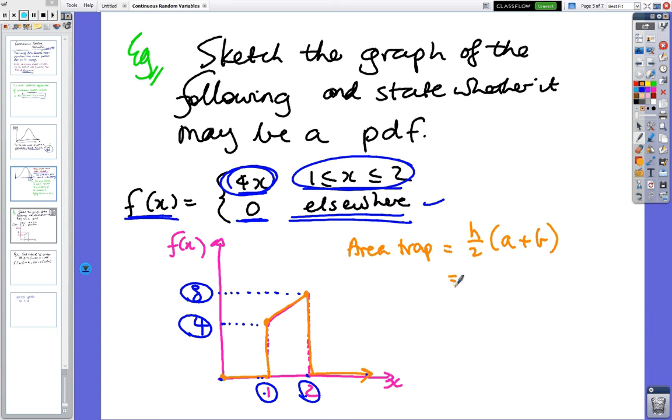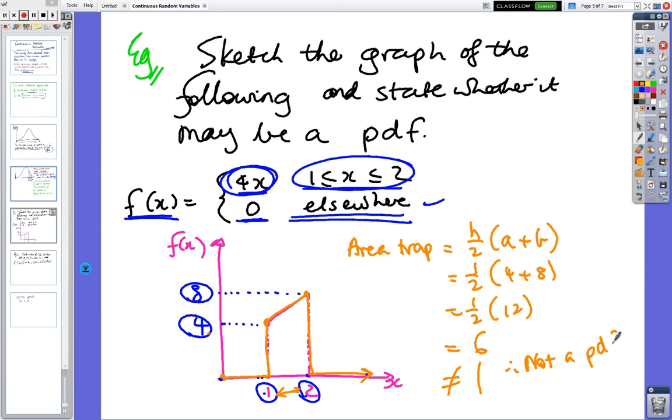The height is the distance between those two numbers, which is 1. a is 4 and b is 8. So we've got a half of 12, which is 6, and 6 does not equal 1. Therefore, it's not a PDF. The area has to be equal to 1.